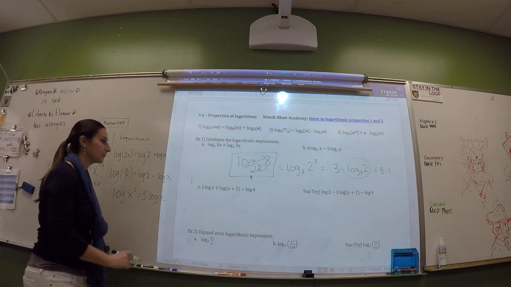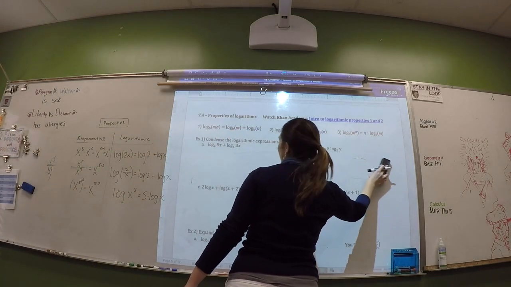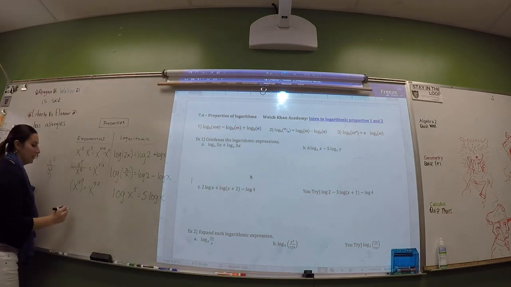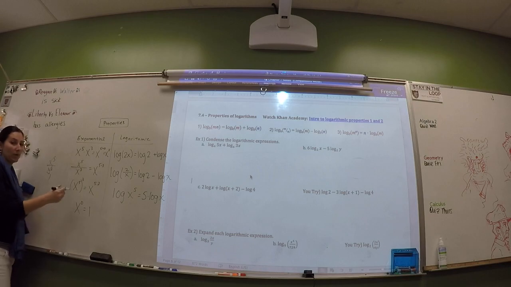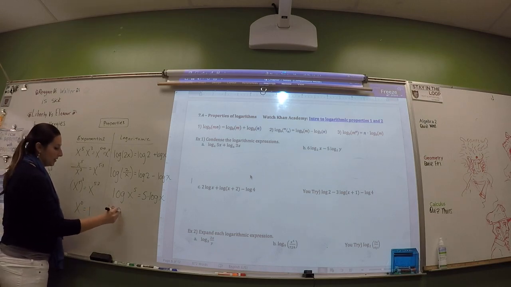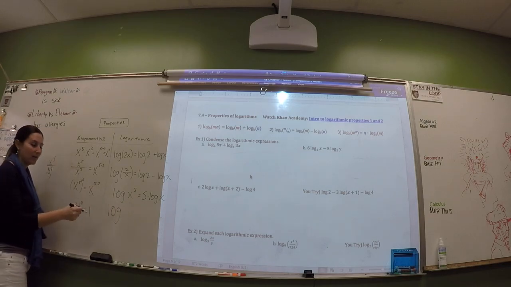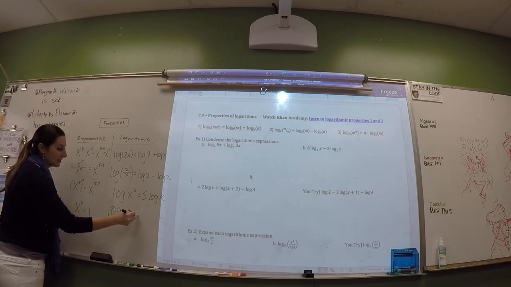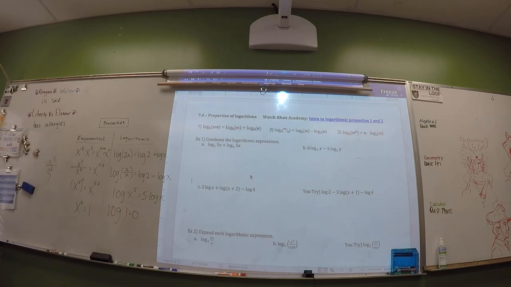There's one more thing. It's the fact that anything to the 0 power is 1. Now with logarithms, there is no log of 0. So any log of 1 is 0. So again, it's like the backwards version of that. So any logarithm of 1 is 0.